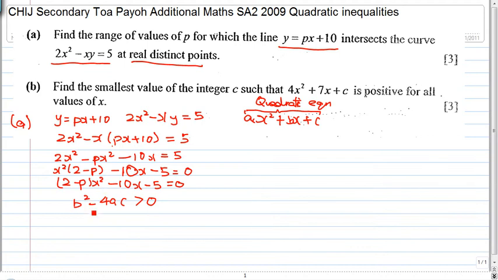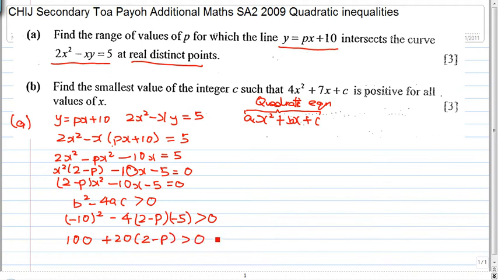Alright, b happens to be minus 10, squared, minus 4, a is 2 minus p. Well, c is just minus 5. It's greater than 0. Okay, let me work this out. Minus 10 squared is equal to 100. Minus 4 times minus 5 will give you positive 20, times (2 minus p), greater than 0.